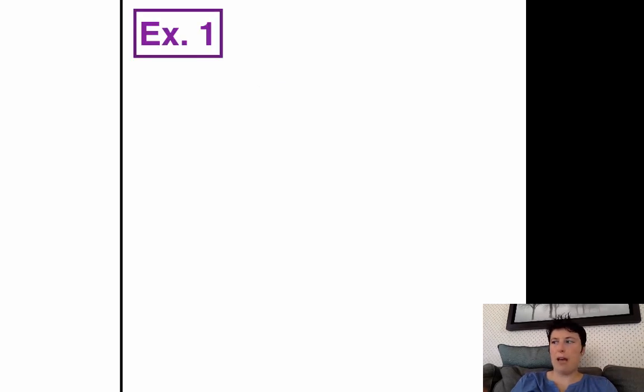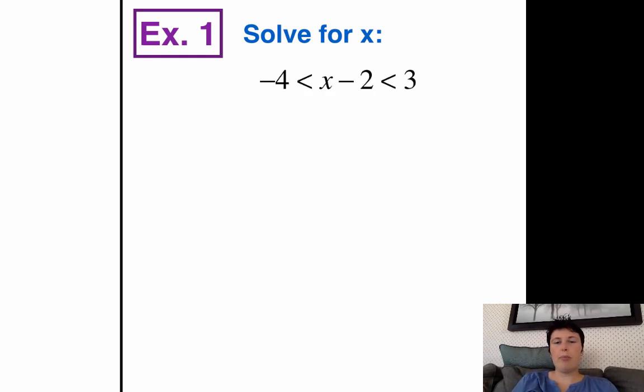So let's try a problem now. Let's throw some solving into this. So we are going to solve for x. And our problem is this. Check this out. -4 is less than x minus 2 is less than 3. I see two inequalities, two less than signs. So in my mind, it's flashing that this probably is a compound problem.